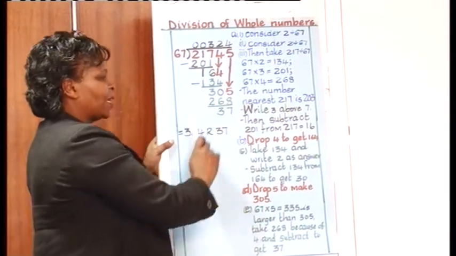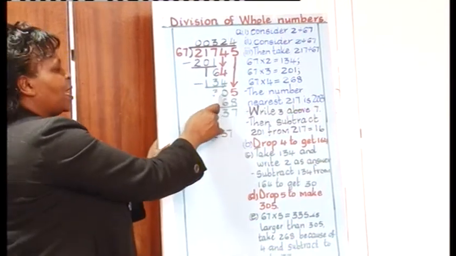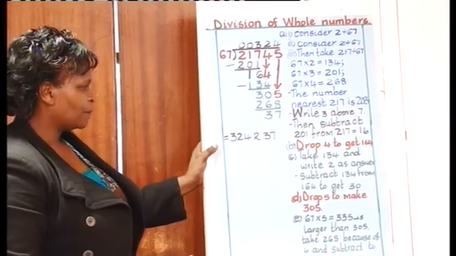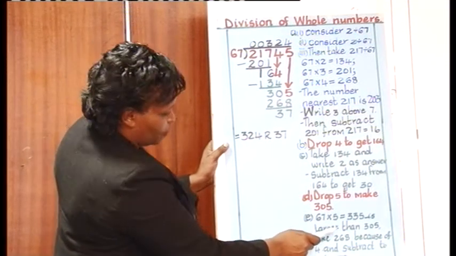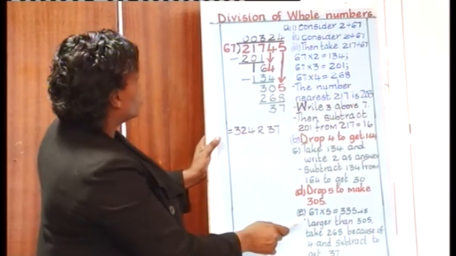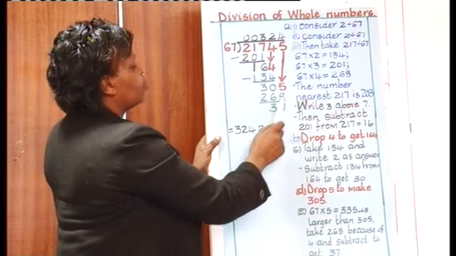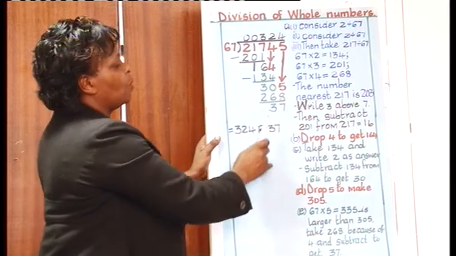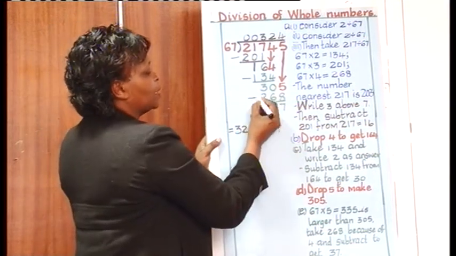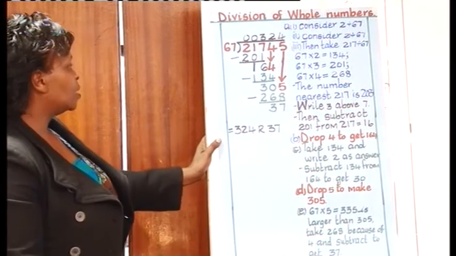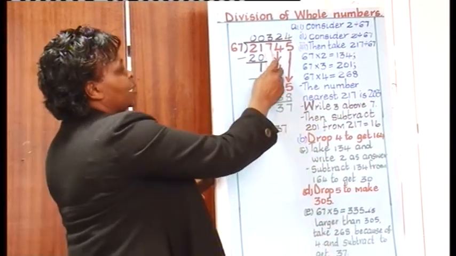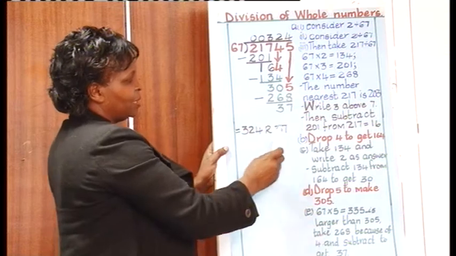When I'm taking away here, the number should not be bigger than the one that I'm supposed to take away. So I'll then consider my 4 because of 268. When I take away, I'll get 37. So my answer will be 324 remainder 37.